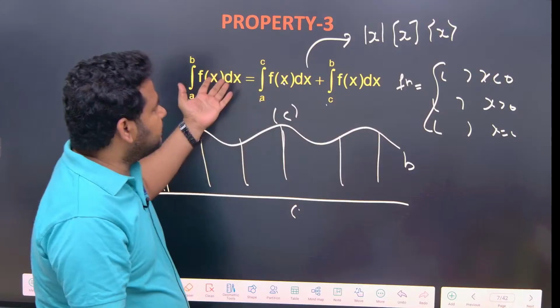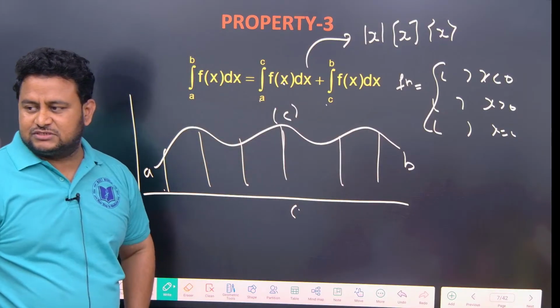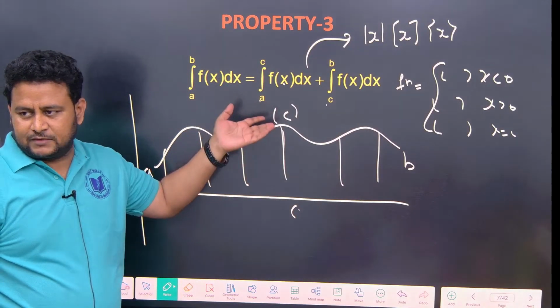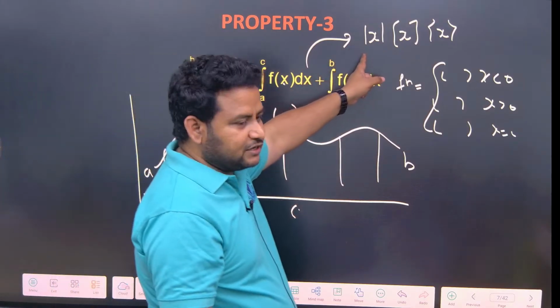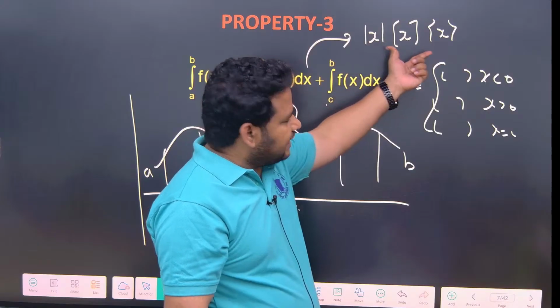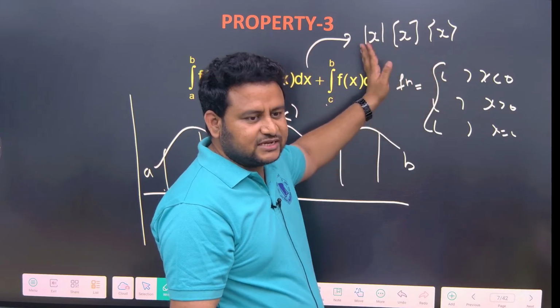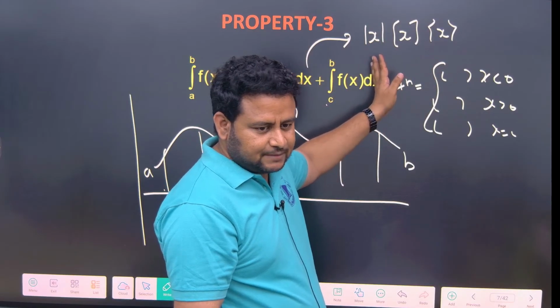What is that? The third property: the integral from a to b can be written as the integral from a to c plus the integral from c to b. I told you modulus function, step function and fractional function are highly important. So, let us take some examples for this.